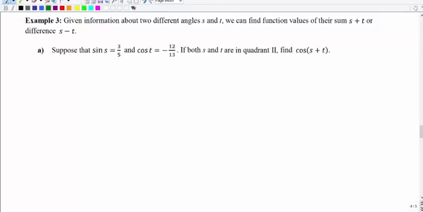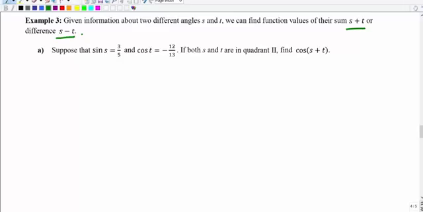In the next few examples, we will be given information about two angles. We're going to call those two different angles S and T. If we're given enough information about those two angles, then we can find function values of their sum or difference.